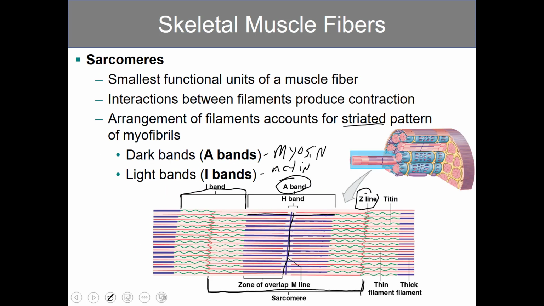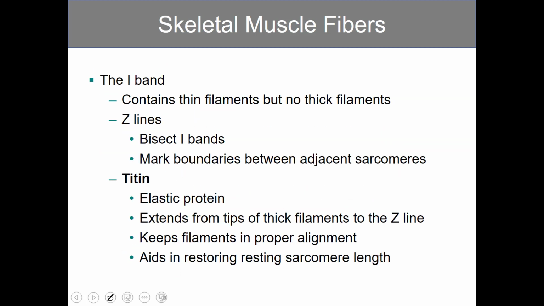We can see them on this image if we were to back up one. So the M line down here is at the center of the sarcomere. We have the zone of overlap where the thick and thin filaments overlap one another. And then the Z lines are located at the ends of the sarcomere. The I band contains thin filaments but no thick filaments. The Z lines bisect the I bands. They're the boundaries between the adjacent sarcomeres.